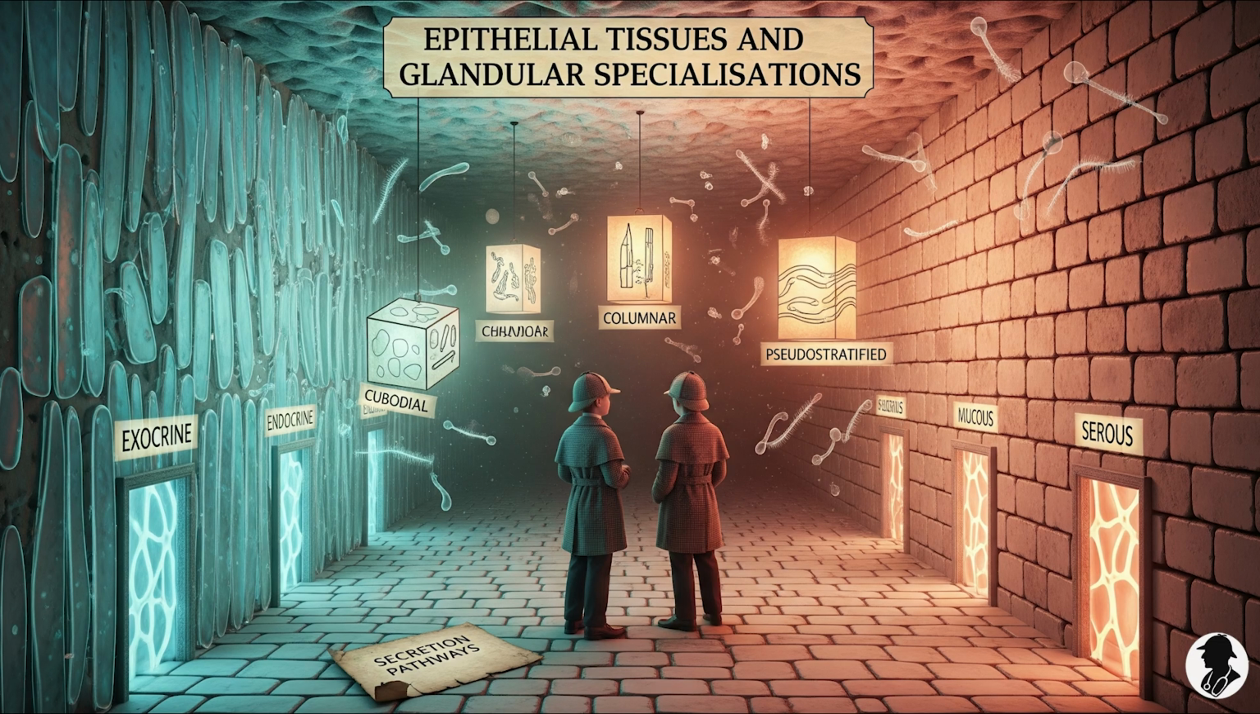Okay, so from coverings, we move to creators, glands. We said epithelium forms glands. What exactly is a gland? Fundamentally, a gland is just an epithelial cell, or a group of epithelial cells that are specialized to produce and release something, a secretion. So specialized factories.